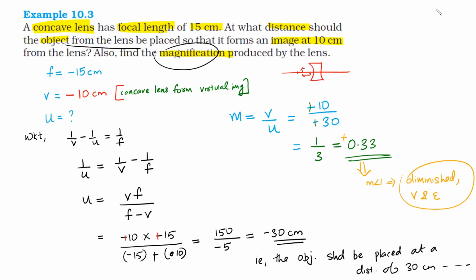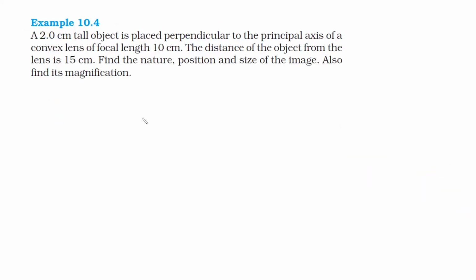Yes or no? No, sir. Yeah. So now move on to the next question. Read the question. Write down the given values. Note what type of lens. Then use the equation. Try to solve it fast.